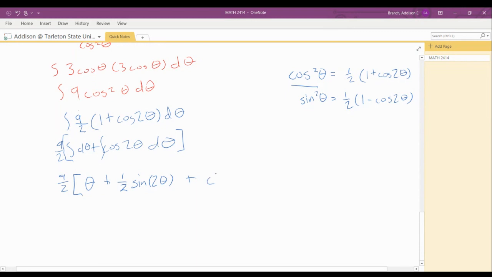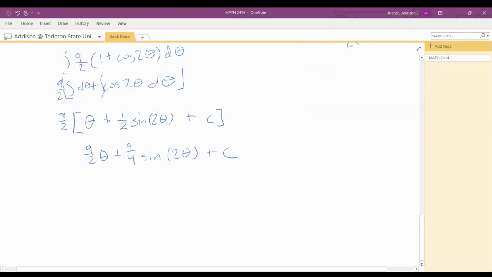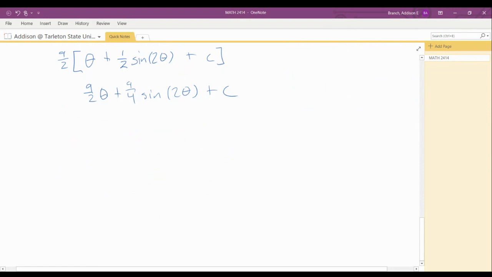And then, of course, we have a plus c. So now if we go ahead and distribute, we have 9/2 theta plus 9/4 sine of 2 theta plus c. So now we're in theta. We're integrated. We have to be able to get back to x, though.